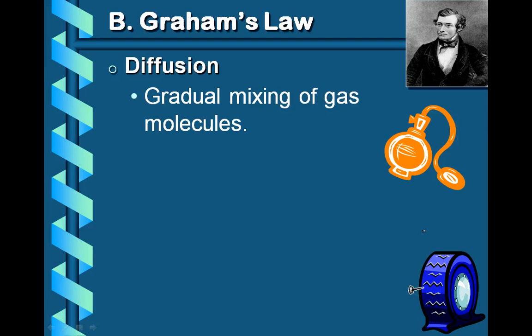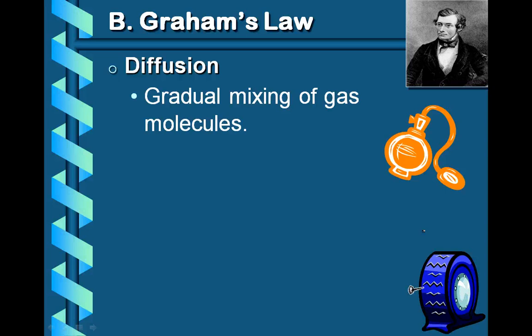Okay, on to our second gas law. This is Graham's law. There's a striking picture of Graham. He talked about 2 different processes. The first is diffusion. Diffusion is the gradual mixing of gas molecules. So like if you were standing in one corner of the room and you sprayed the bottle of perfume, those perfume gas molecules, the volatile compounds in there that have evaporated, would travel across the room until they reach the other side. And that process is called diffusion.